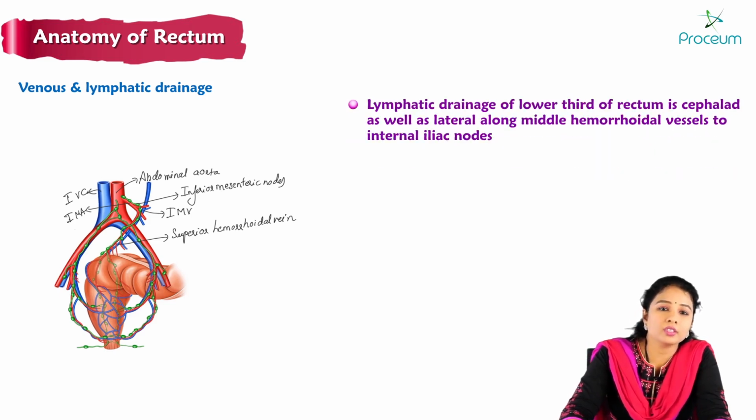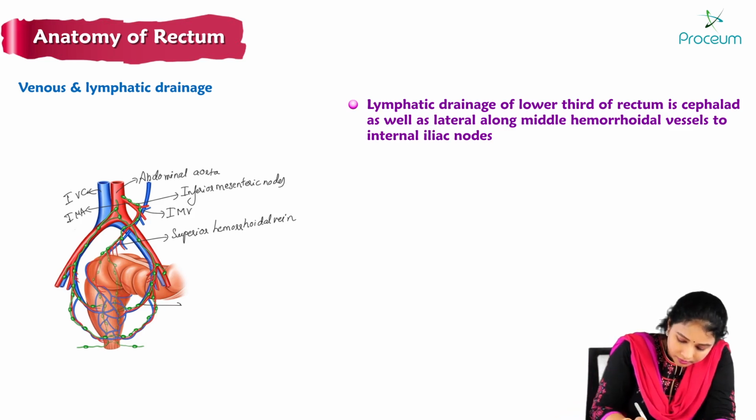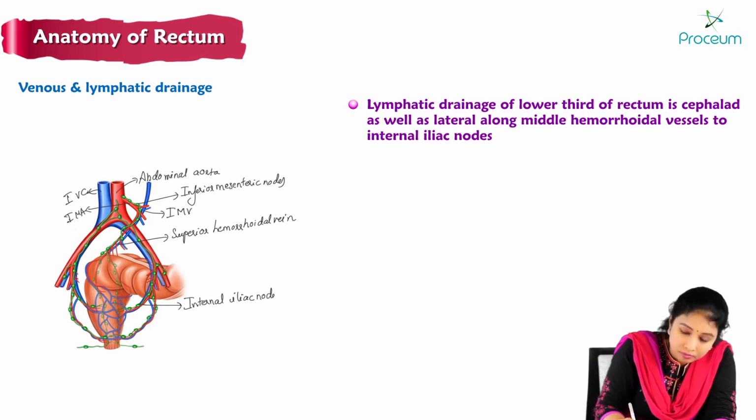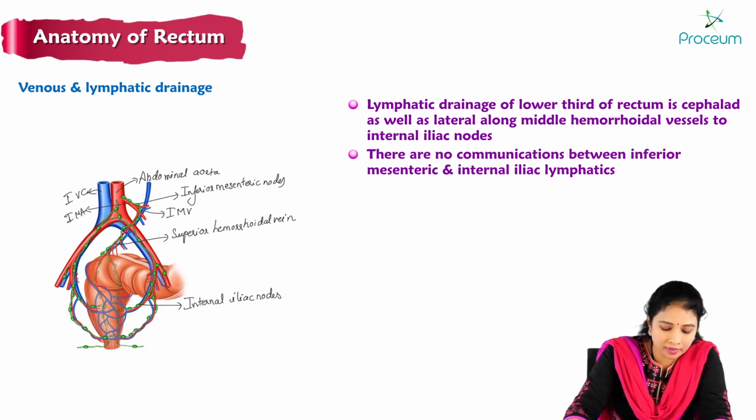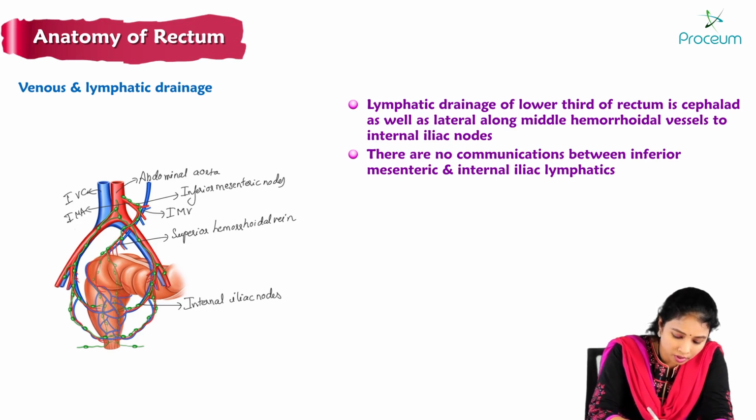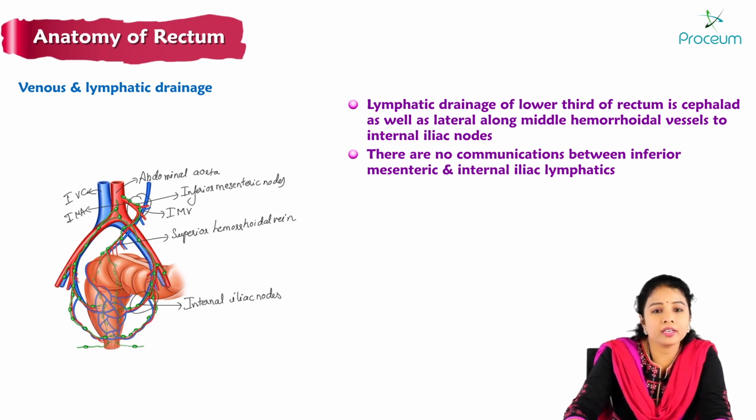The lymphatic drainage of the lower third of the rectum is cephalad as well as lateral, along the middle hemorrhoidal veins to the internal iliac nodes. So there is no communication between the inferior mesenteric and internal iliac lymphatics. We can see that there is no communication between the inferior mesenteric and internal iliac lymph nodes.